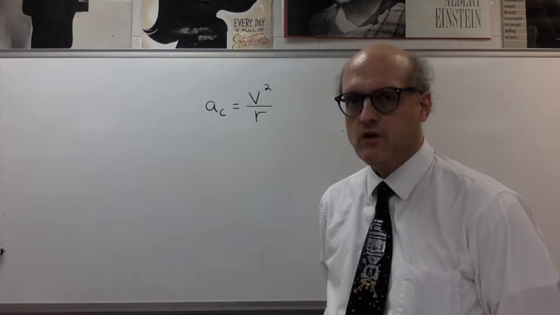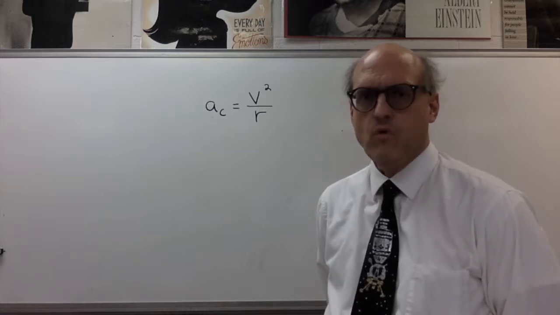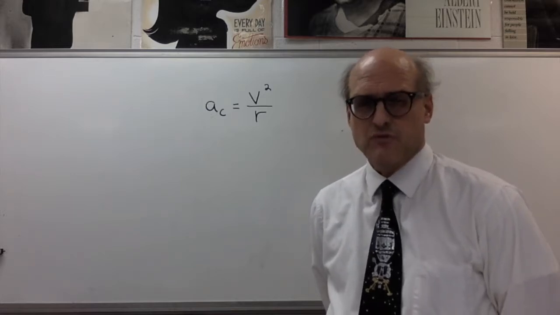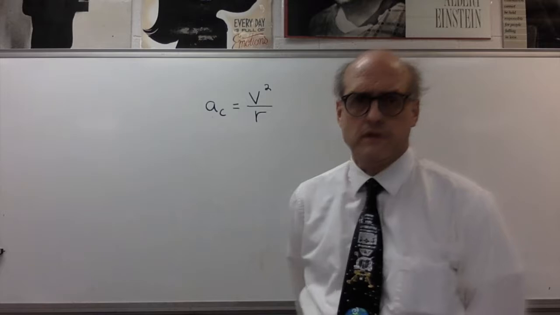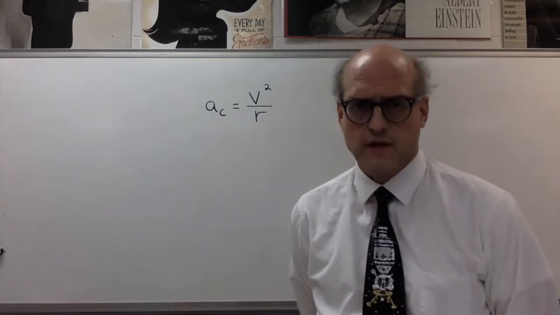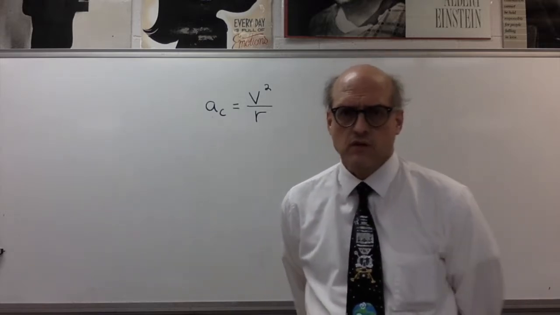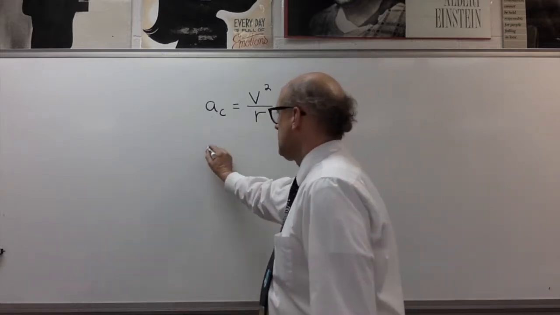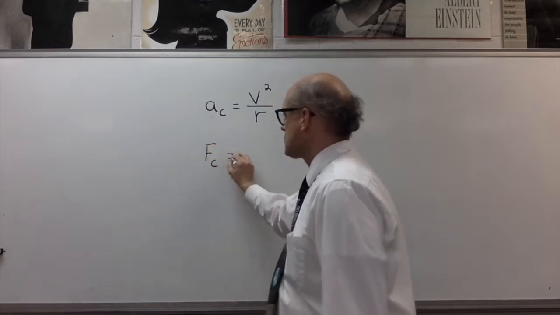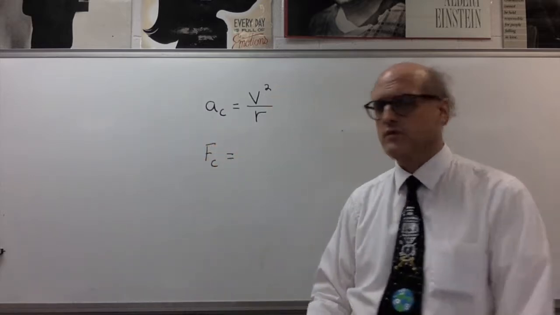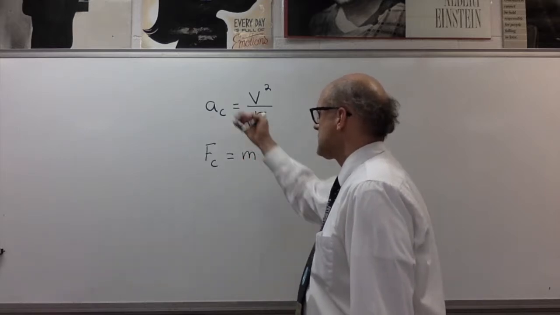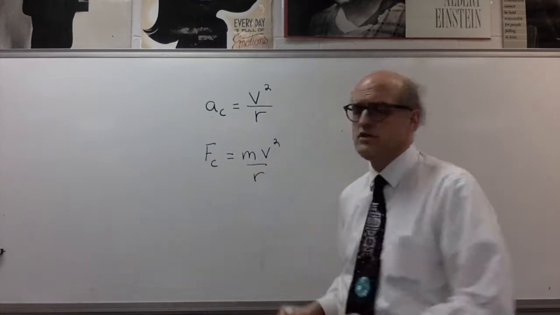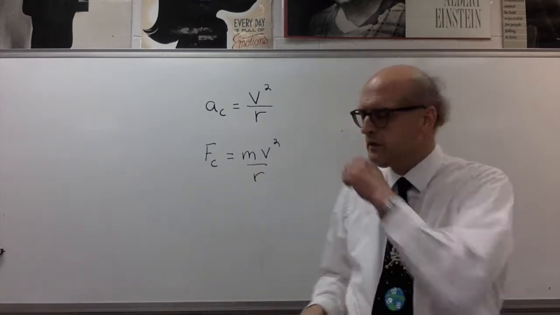Now, from Newton's second law, we know that a net force causes an acceleration. And since the net force is always in the same direction as the acceleration, the net force is also center directed. So using Newton's second law and combining it with this expression for the centripetal acceleration, we get that centripetal force, which is that net force center directed, is equal to m times a_c, which is m v squared over r. So these two equations are handy equations in this unit.